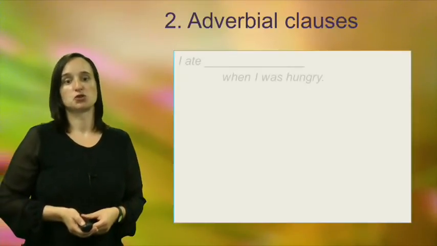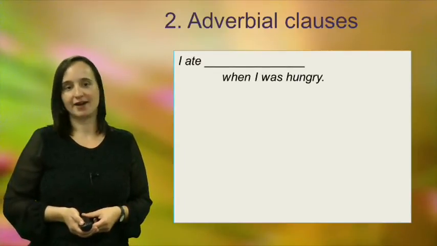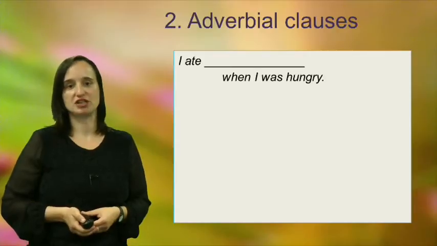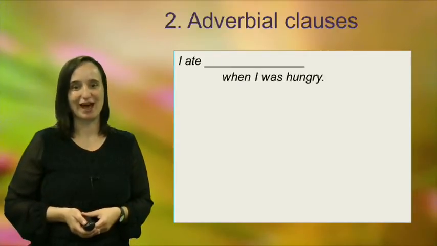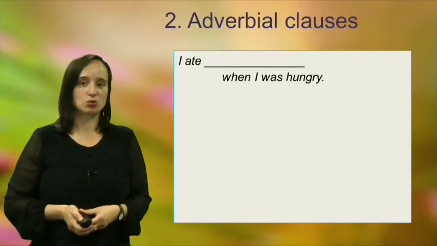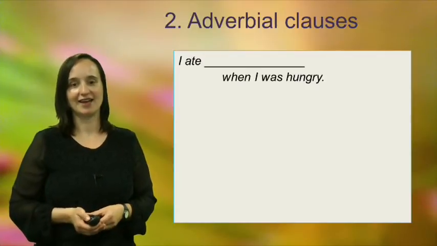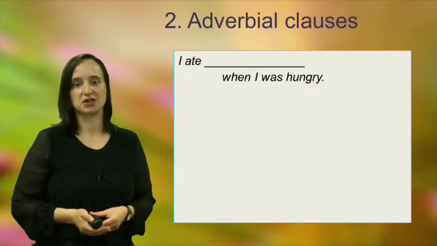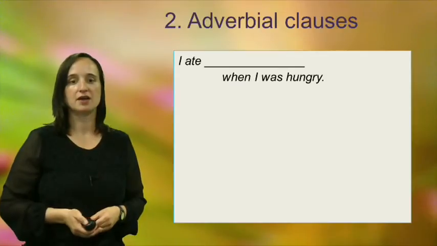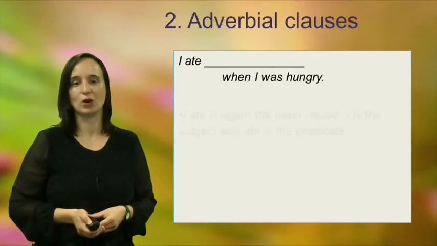And we can have all sorts of different adverbial clauses. There are adverbial clauses of time, manner, and so on. So not just reason, but purpose, or when something happened, how something happened, why something happened. So I ate when I was hungry tells us something about the timing of my eating. Okay, I ate at the point of time when I was hungry. And this is introduced by the adverbial clause marker, our subordinating conjunction, when.